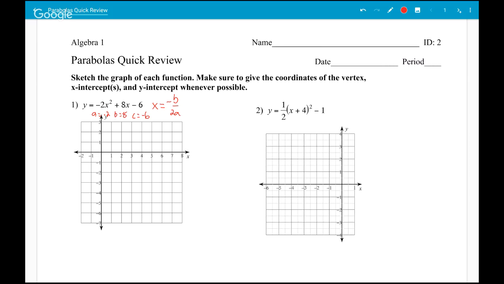Then we're going to evaluate the expression negative b over 2a. So b is 8. It's negative b, though, so we're going to make it negative 8. Put that over 2a, so 2 times negative 2. Do the math and simplify. That's negative 8 over negative 4, which is positive 2. Okay, so that only gives us the x value of our vertex. We now need the y value.